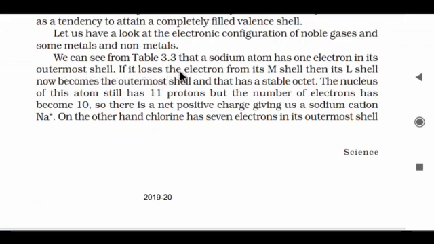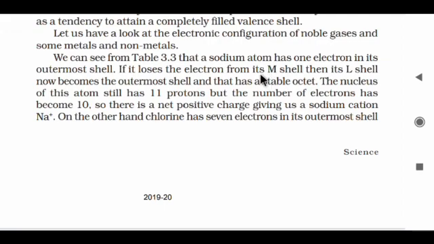If it loses the electron from its M shell, then its L shell now becomes the outermost shell, and that has the stable octet. What is the meaning of this line? Sodium has the electronic configuration 2, 8, 1. 2 plus 8 plus 1 gives you 11, and 11 is the atomic number of sodium. The symbol of sodium is Na.